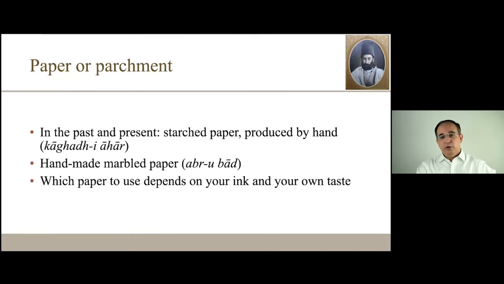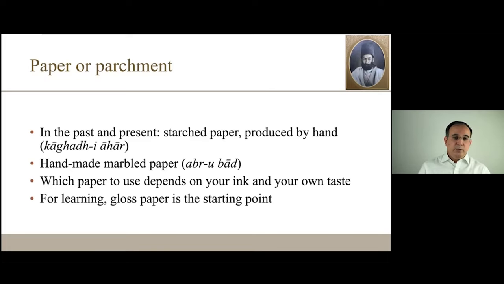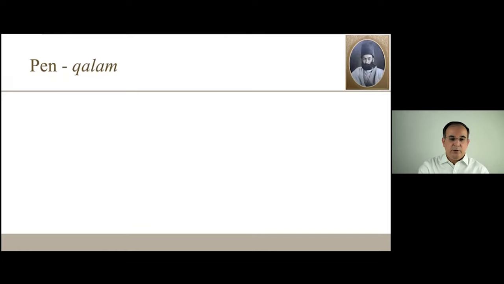Now, choosing the kind of paper to do calligraphy on very much depends on the kind of ink that you use, and it depends on your taste. Now, there are people who are much more inclined to use starch paper or abrabat paper. Now, for purposes of learning and beginning to do calligraphy, very often gloss paper is used because it is easier to handle, and you could put a pen on it easily, and the ink flows on it without any kind of struggle.